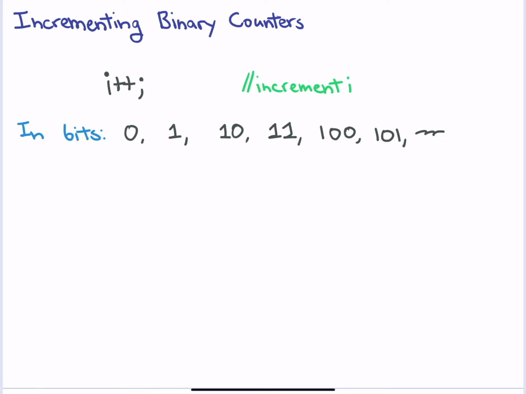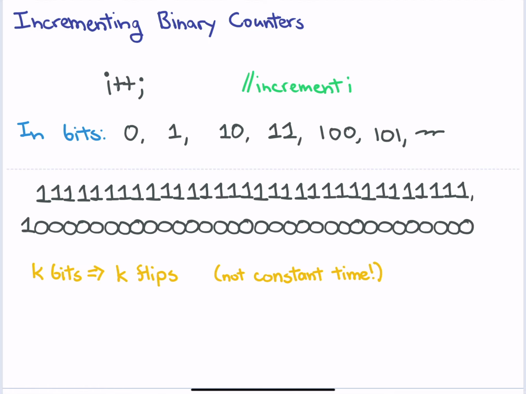Yeah, so I see some heads shaking no. So when does this become slower? Yeah, so the more ones you get, a long string of ones, and I add one, now I have to flip a ton of bits to zero.